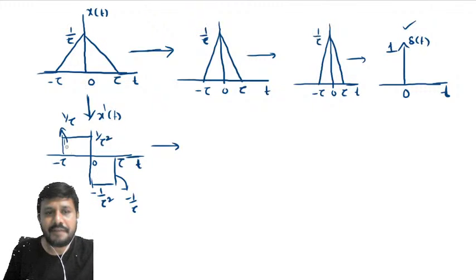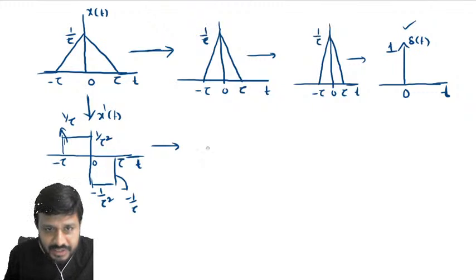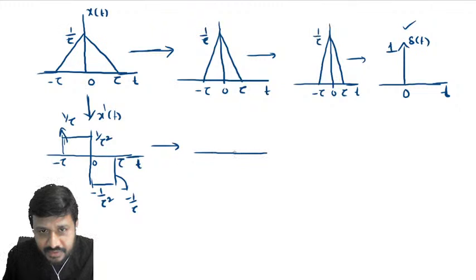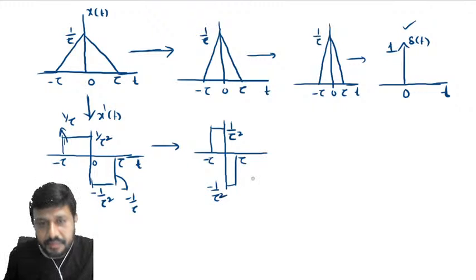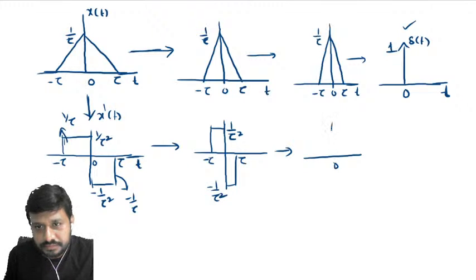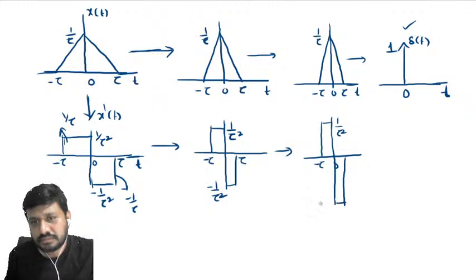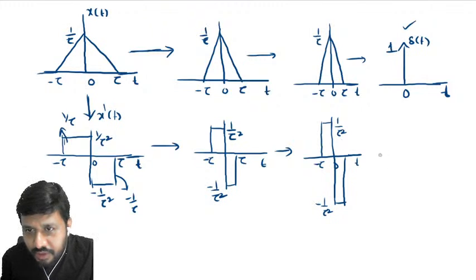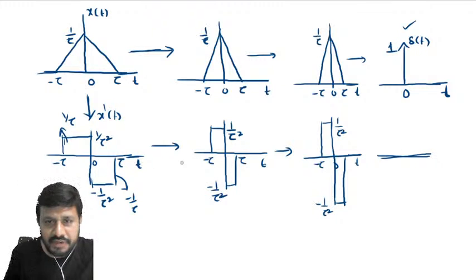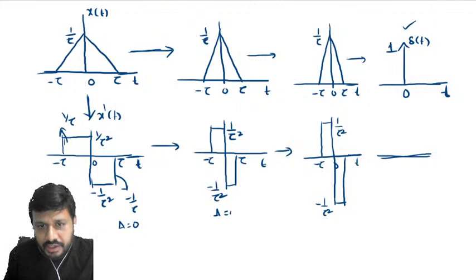Now do one thing. Take the limiting form of x dash of t. X dash of t means try to decrease the width on both the sides. So what will happen? If I try to decrease the width, height will increase. This 1 by tau square will increase. Still decrease the width. Minus 1 by tau square. Now as a limiting case, if tau becomes 0, here what will happen? Here tau will become 0. In every case area is 0. Area is 0 here. Area is 0 here. Area will be 0 here.